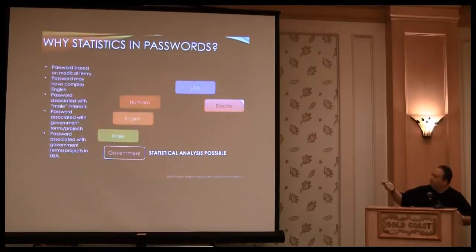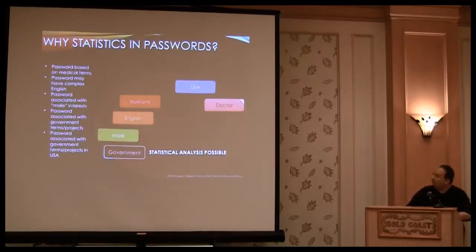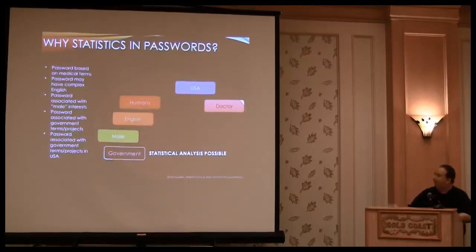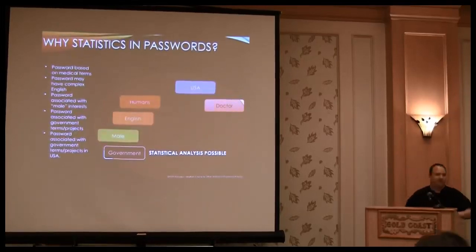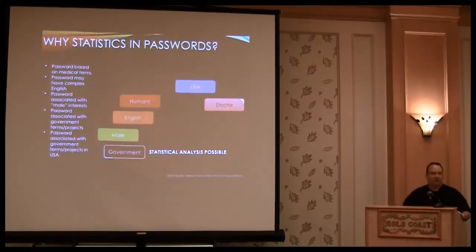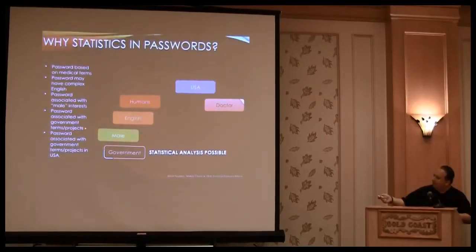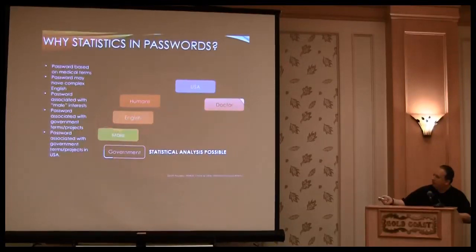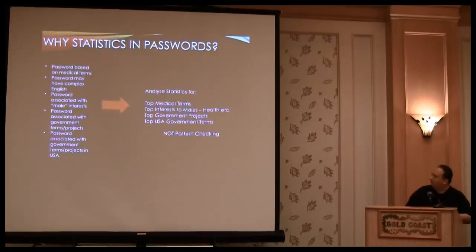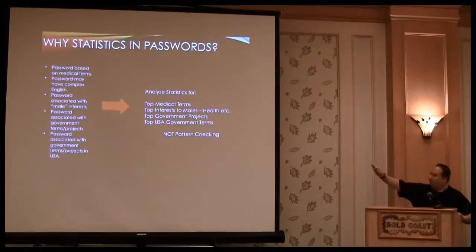So we will start with, for example, passwords based on medical terms, passwords that may have complex English, because being a doctor means the person has gone through university, so the level of English they speak may be a bit higher. Passwords associated with male interests, for example, cars, personalized cars, maybe men's health, statistics like that. Passwords associated with government teams and projects, and because we know it's in the USA, we can then also look at passwords associated with government teams or projects in the USA. So now we have a targeted data sample, and if we continue from there, we now take statistics of the sample that we have collected.